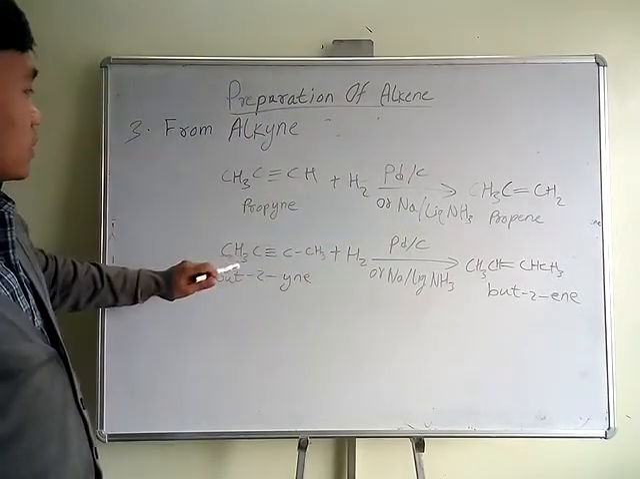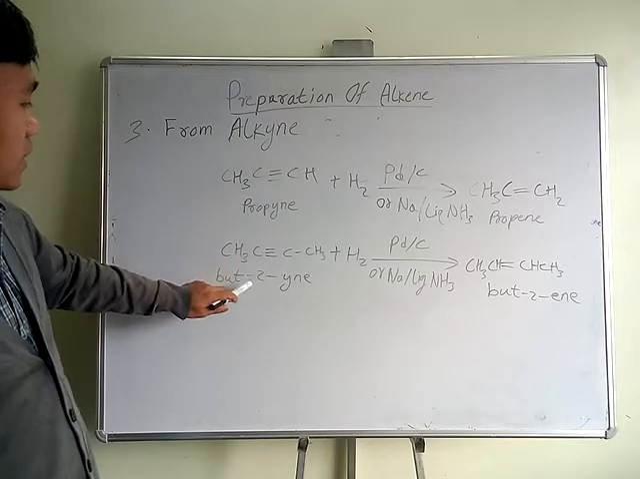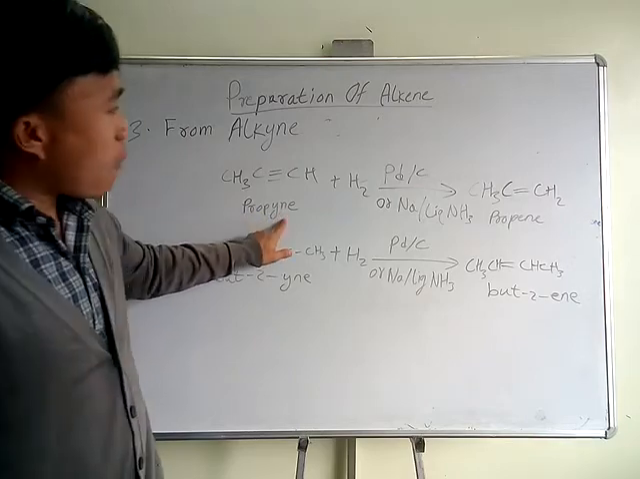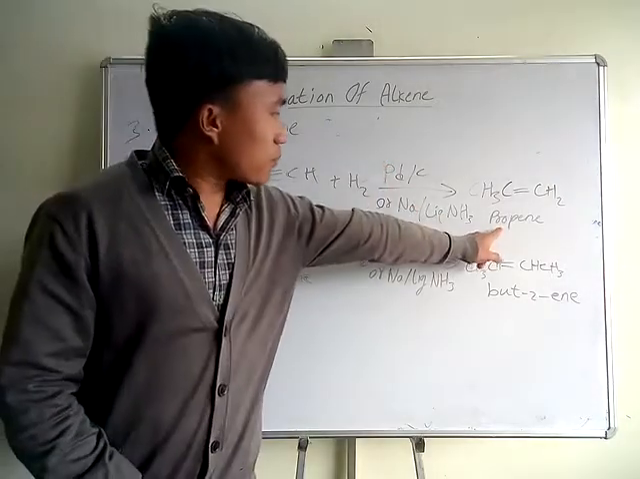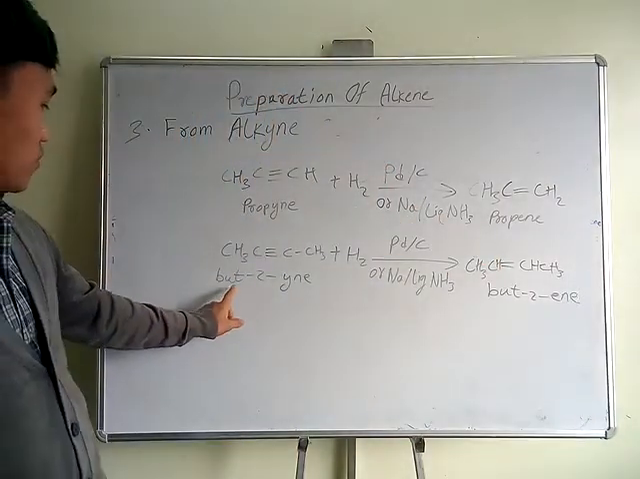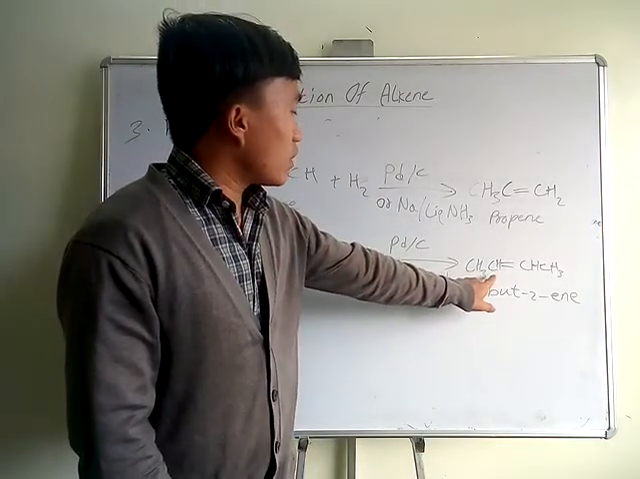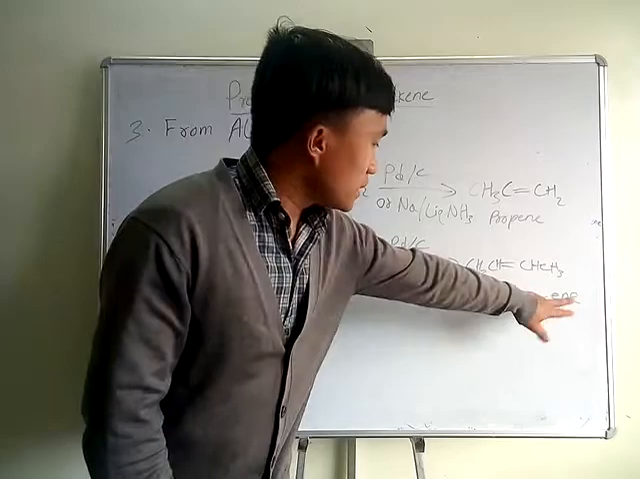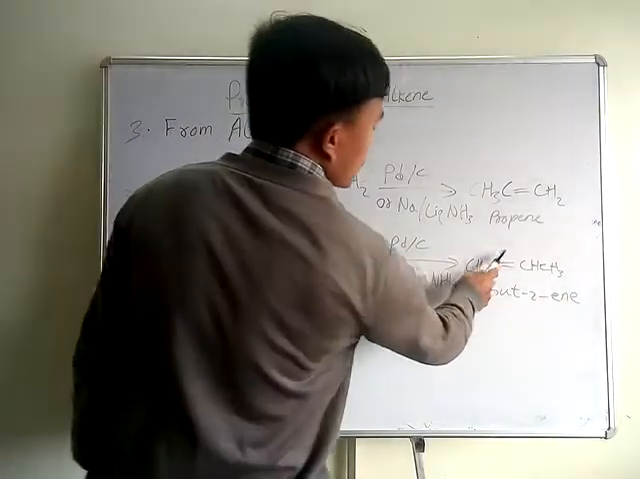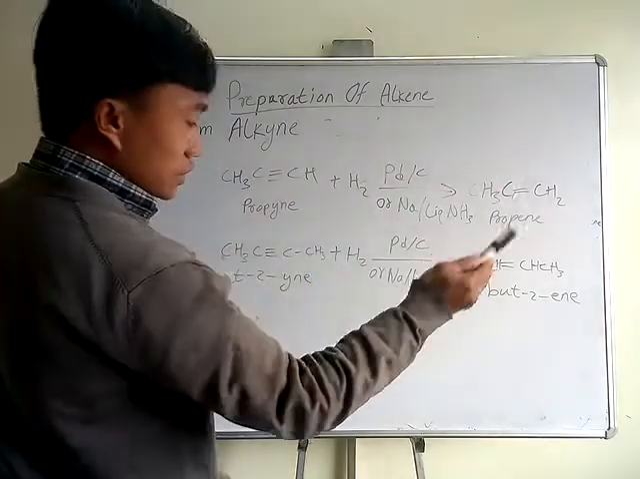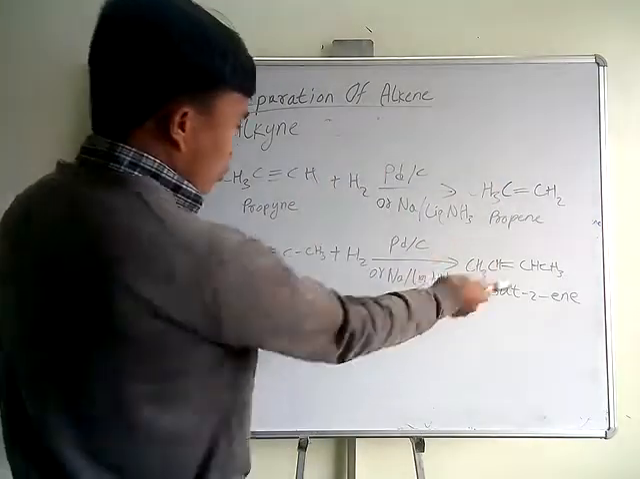Here, you see, we get it also. Now, if this one is propyne, we get propene, and here is but-2-yne, and here we get butene. This is the naming: 1, 2, so the 2 position is the functional group.